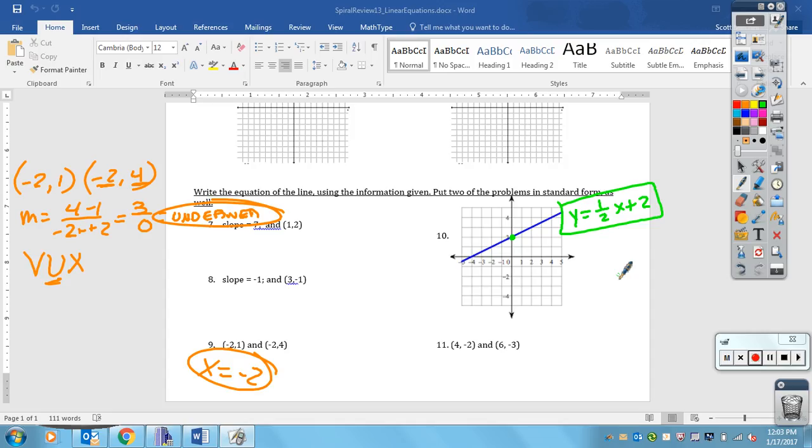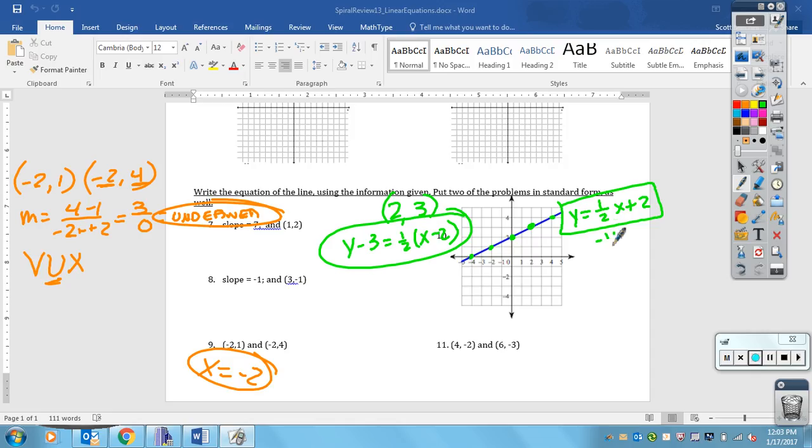If I want to do point slope form, I could choose a random point like this one, (2, 3). I could do y - 3 = 1/2 (x - 2). I could do that also. It could also be this coordinate or this coordinate or this coordinate. But again, this is an example of point slope, and an example of slope intercept.